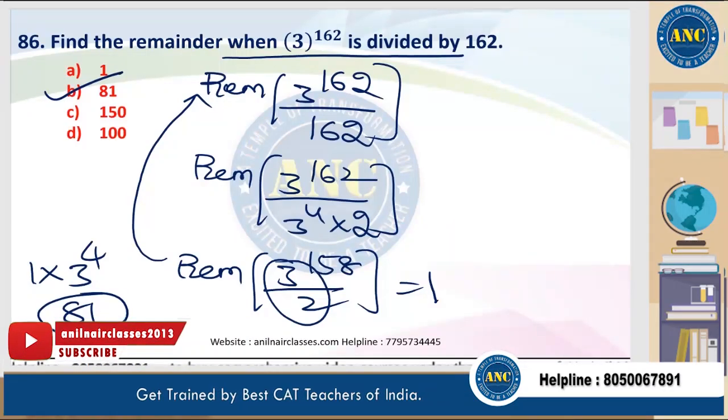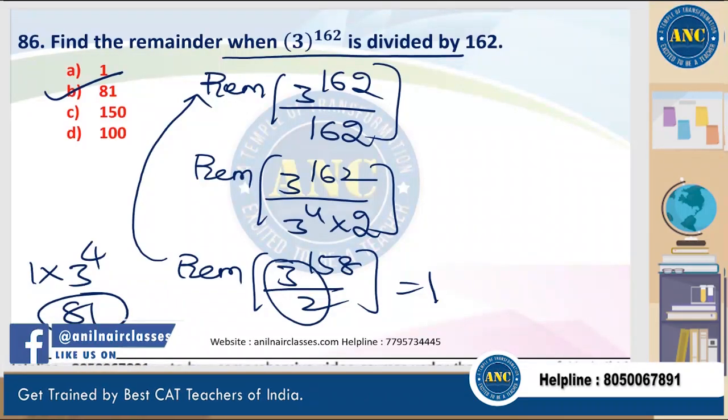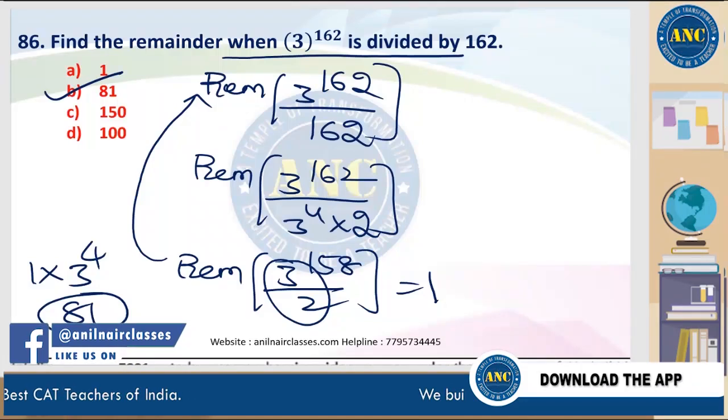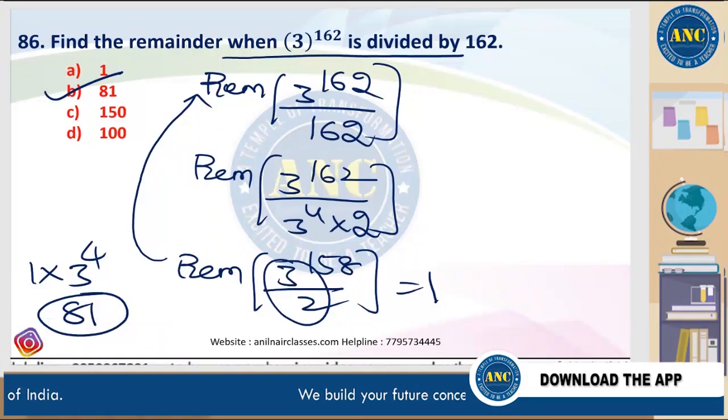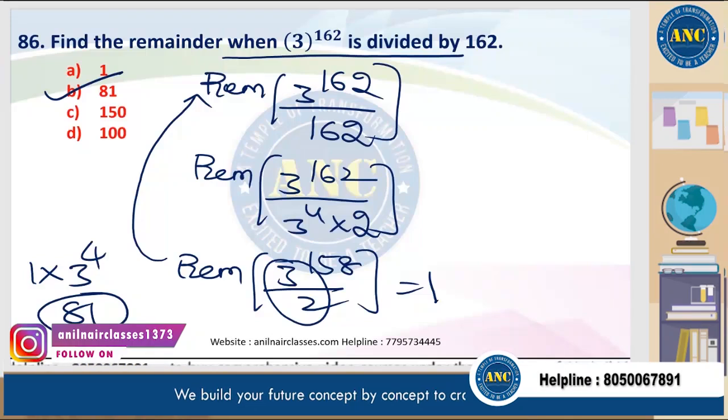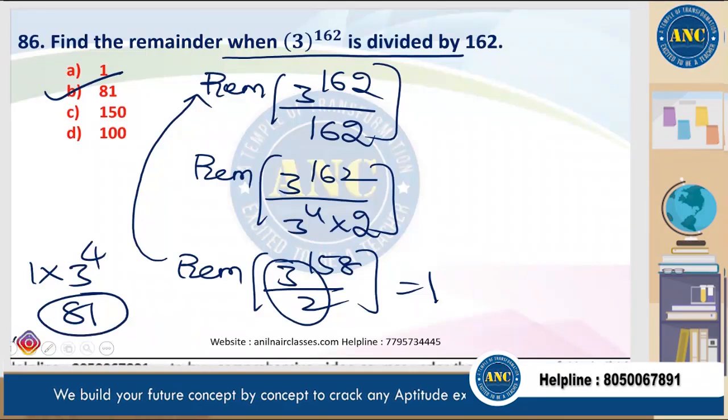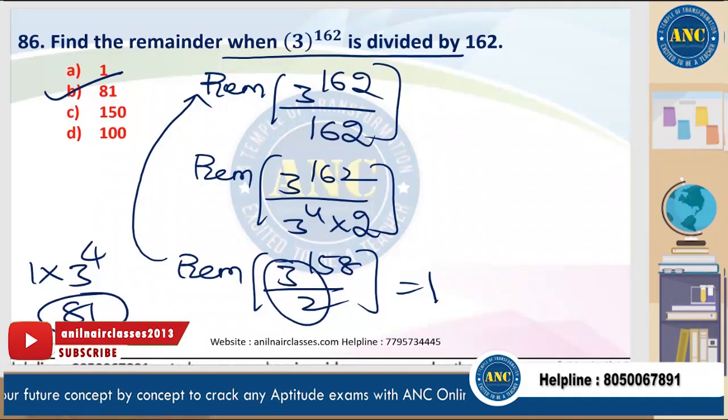Chinese remainder theorem, Euler's theorem, Fermat's theorem, all this can be used. Make the numerator and denominator co-prime to each other. I hope it is clear. Next.